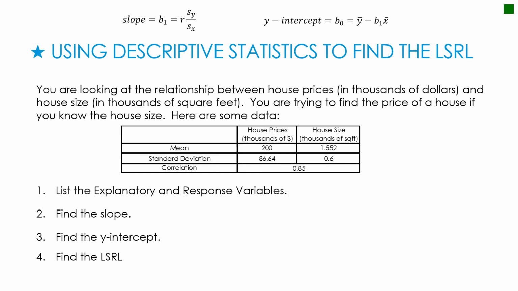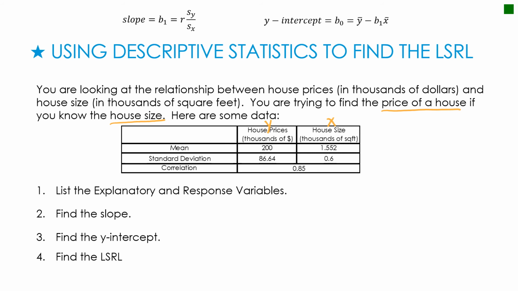So in the question itself, it says, I'm trying to find the price of a house if I know the house size. So based on that right there, I'm going to determine that this is X and this is Y. And if it doesn't give me that sentence, I would still look at this and say, gosh, the price of a house would probably depend on the size of a house. So notice what I've done is I've given this to you in the wrong order, and therefore it's up to you to make sure you know which one is supposed to be which.